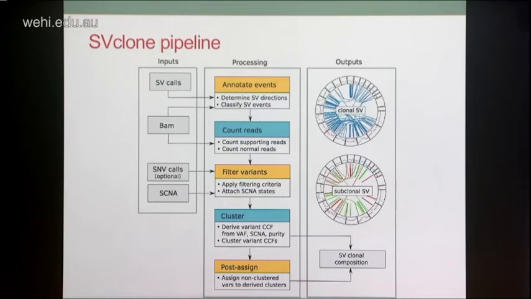And then you can also attach your copy number states. I'll talk about why we need to adjust for copy number, because it's quite important. And then in the end, if you filtered out some variants that you want to add back in, you can run the post-assign script. In the end, you'll get the clonality of each SV, the number of clusters there are, and then you can also match this with copy number and run some other analyses on it if you like.